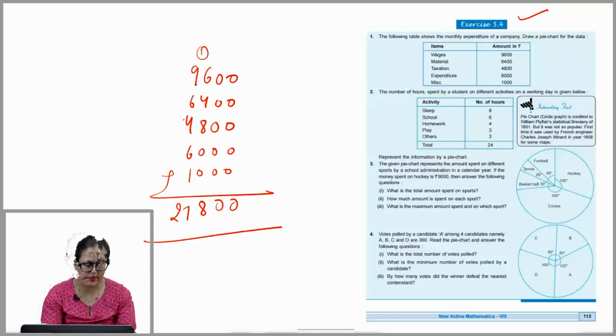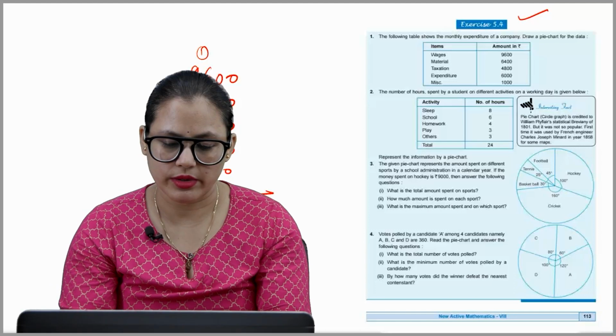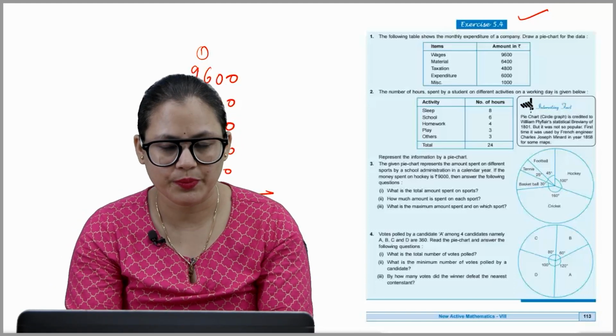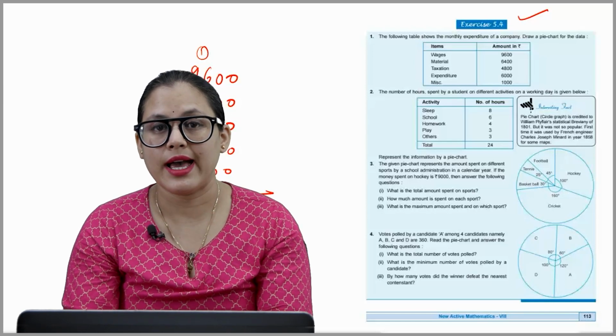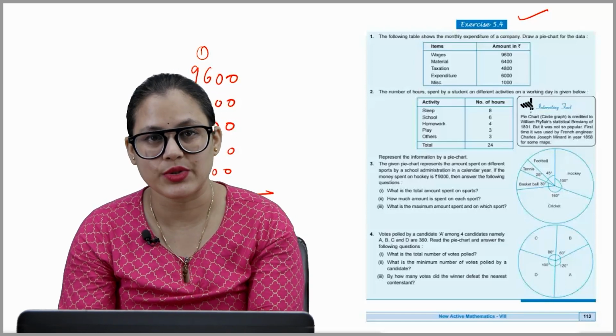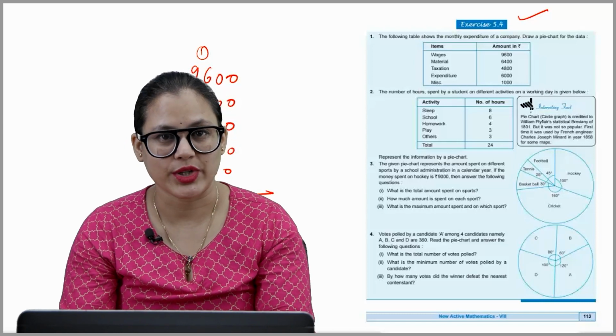Degree, because we have to find the central angle here. Okay, so you will cancel out all the zeros, all the numbers which are getting cancelled out, and after that you will find the central angle and then you will draw the pie chart. Okay.